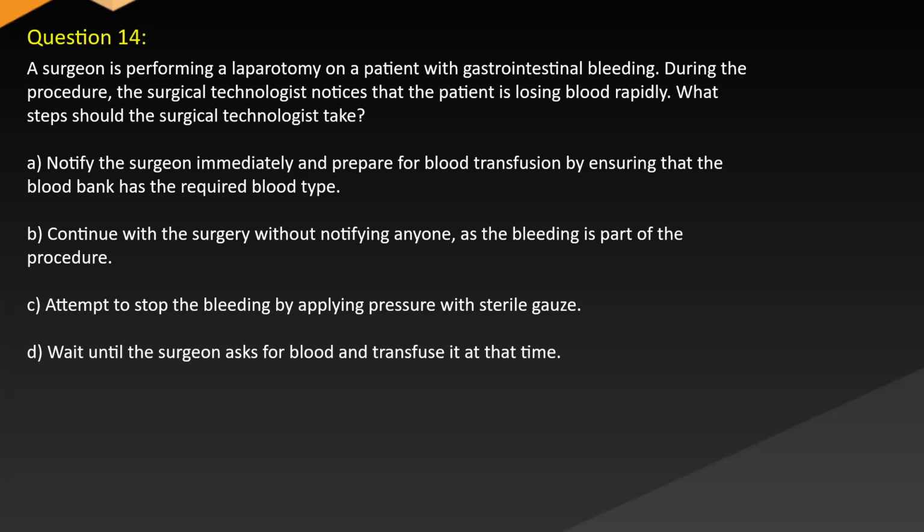A. Notify the surgeon immediately and prepare for blood transfusion by ensuring that the blood bank has the required blood type. B. Continue with the surgery without notifying anyone, as the bleeding is part of the procedure. C. Attempt to stop the bleeding by applying pressure with sterile gauze. D. Wait until the surgeon asks for blood and transfuse it at that time.